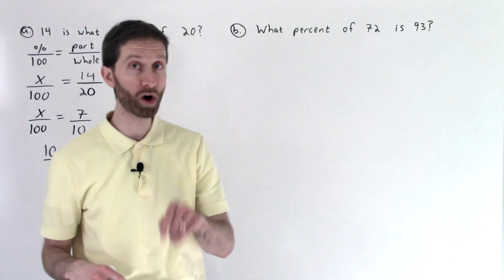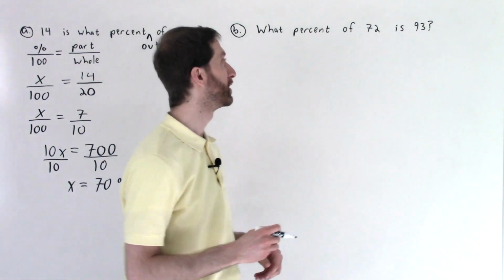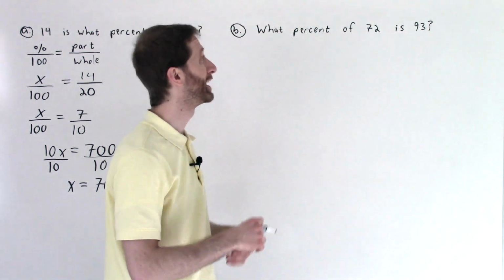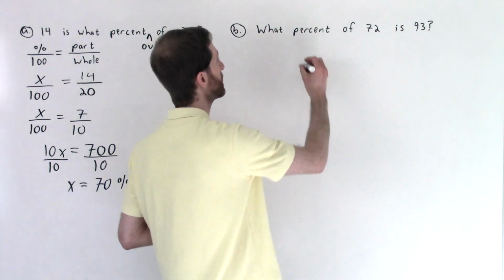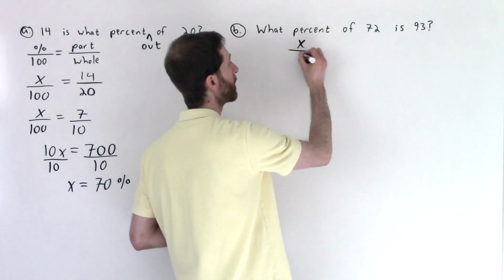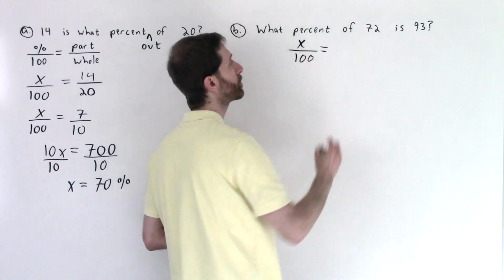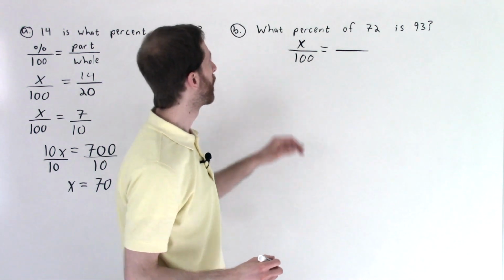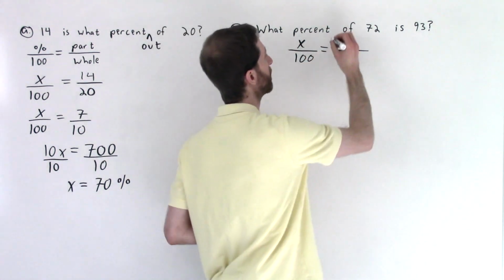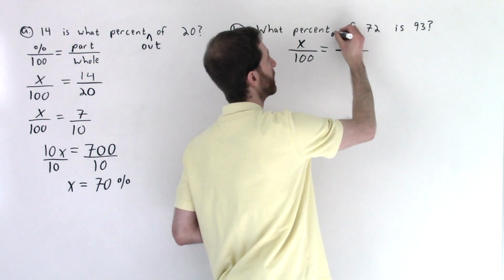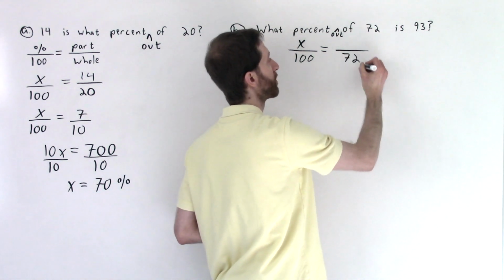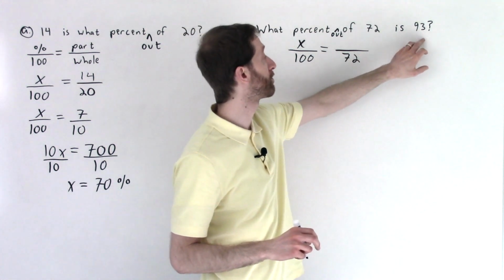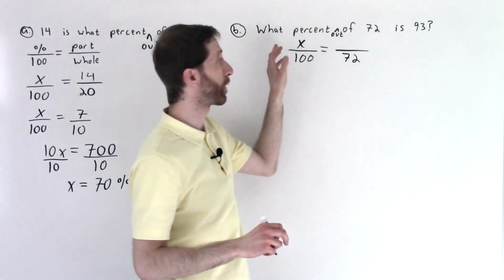Let's practice one more. It's going to be similar to this one. I promise you, you'll be rocking and rolling with it. We're given what percent of 72 is 93. Okay, so again, we've got the what percent, so that's a number out of 100, is equal to the part out of the whole. Okay, well, what's the part and what's the whole? Well, we're saying what percent out of 72? Well, that's out of 72. So the whole is 72, is 93. So another way of looking at this is 93 out of 72 is what percent?